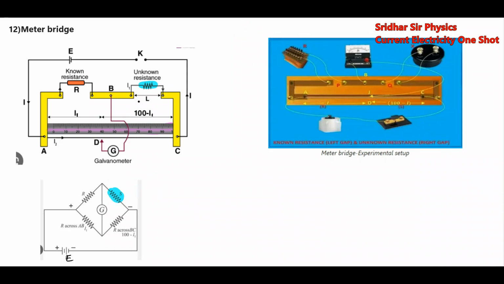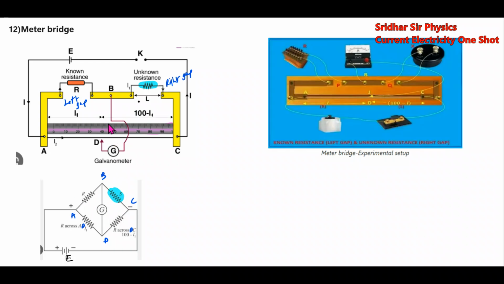Okay, we'll do one thing. AD, DC. B is this one. There's a point A, B, D, and this is C. Like this we are having a known resistance in this gap. This is called the left gap. This is called the right gap. So we have connected here.